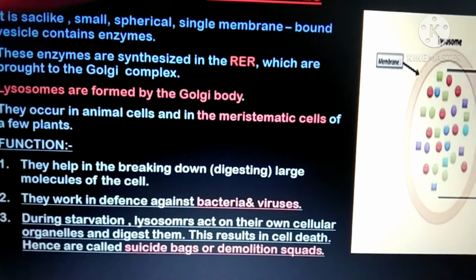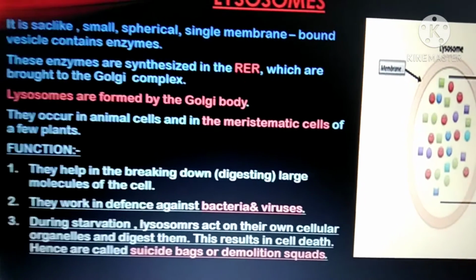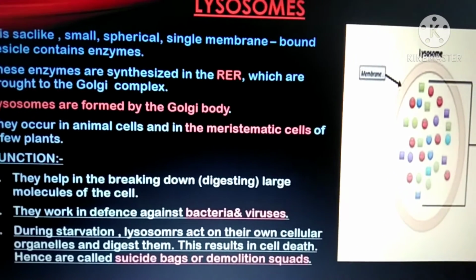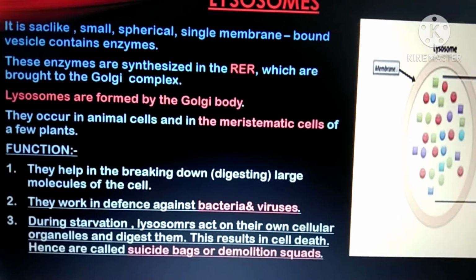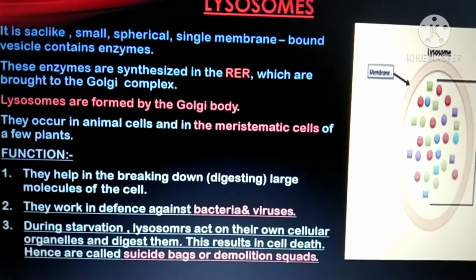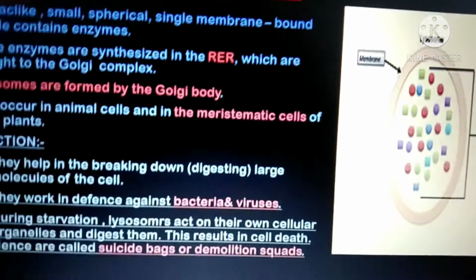Function: they help in breaking down and digesting large molecules of the cell. They work in defense against bacteria and viruses in phagocytosis. During starvation, lysosomes act on their own cellular organelles and digest them. This results in cell death and hence they are called suicide bags or demolition squads.